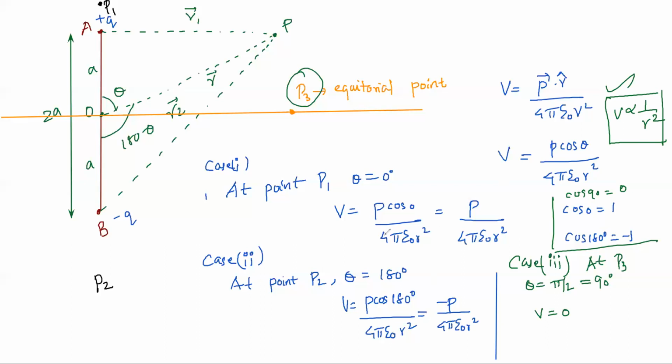Okay, and at point P1 and point P2 along the axis, the potential is plus p cos theta, that is plus p by 4 pi epsilon naught r square, and at 180 degree, minus p by 4 pi epsilon naught r square. And for the equatorial point, any point along this equatorial line, the potential is 0. Any point anywhere here, the potential is 0. Along that orange color line, it is 0. That is, any point along the equatorial plane, the potential is 0.